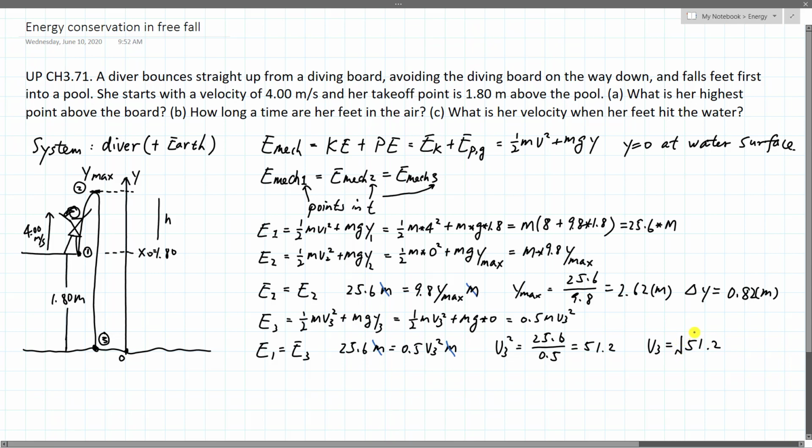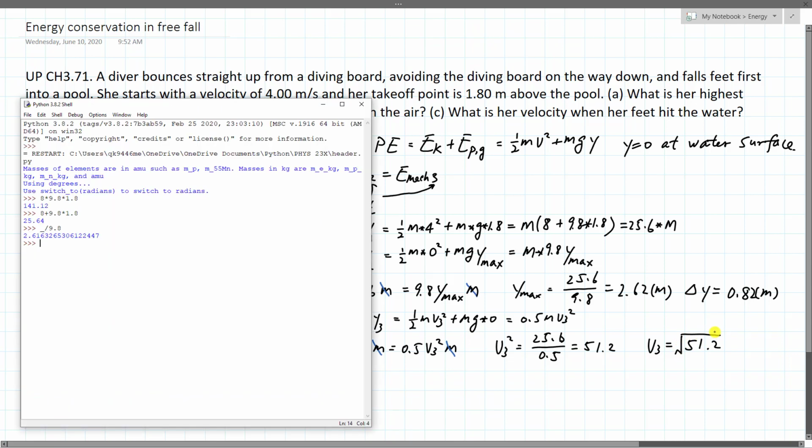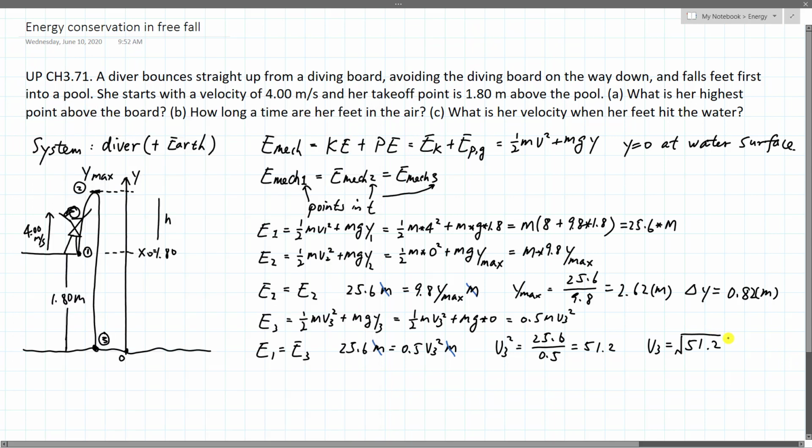the square root of 51.2. This I really can't do myself. I have to use my calculator. So let's do 25.6 over 0.5 just to check my number, and then take my answer to the 0.5, half power. So 7.16 with 3 sig figs. So here, 7.16 meters per second.